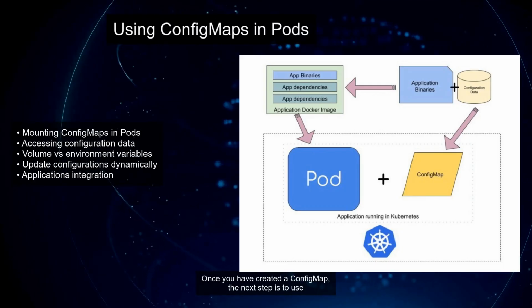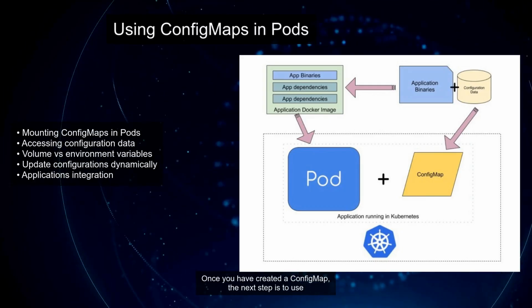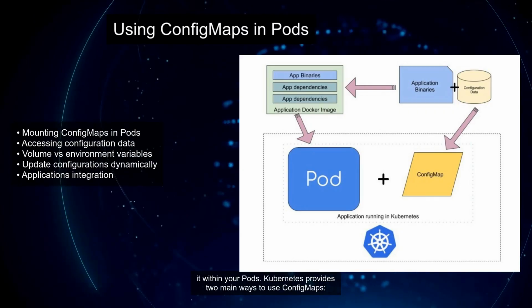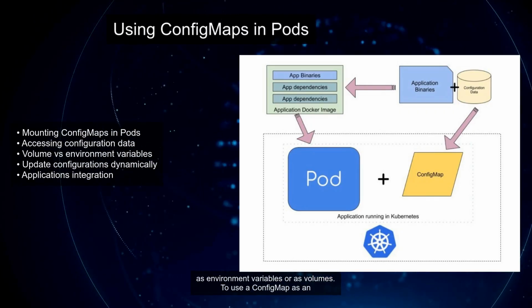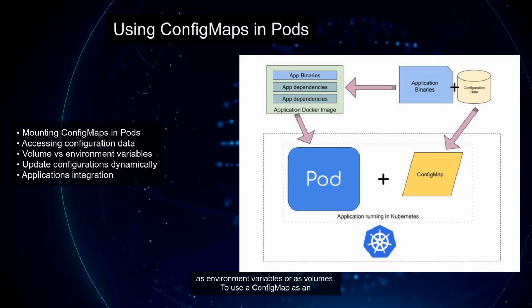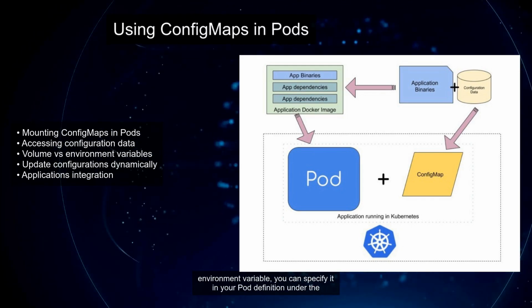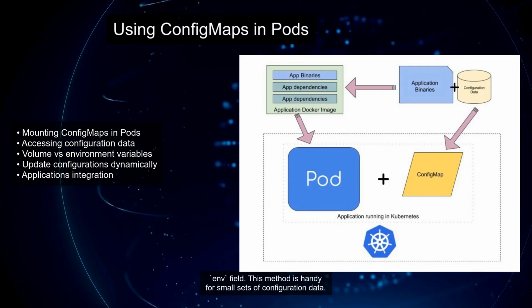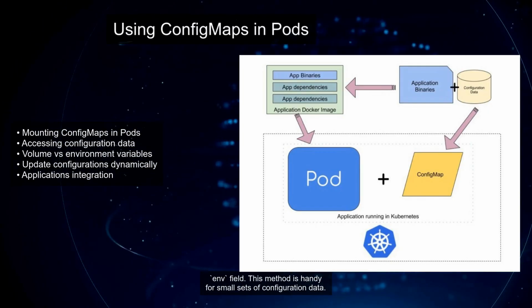Once you have created a ConfigMap, the next step is to use it within your pods. Kubernetes provides two main ways to use ConfigMaps, as environment variables or as volumes. To use a ConfigMap as an environment variable, you can specify it in your pod definition under the env field. This method is handy for small sets of configuration data.